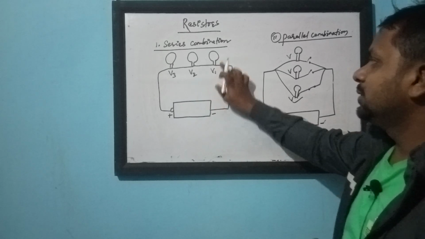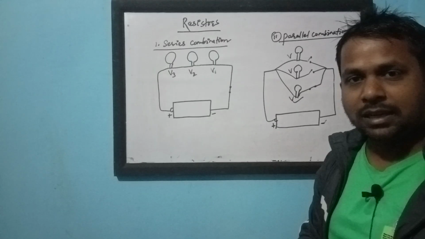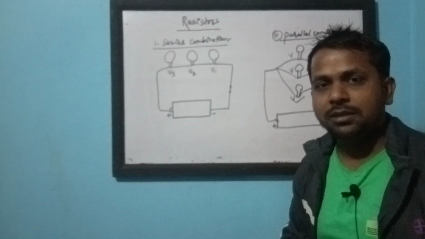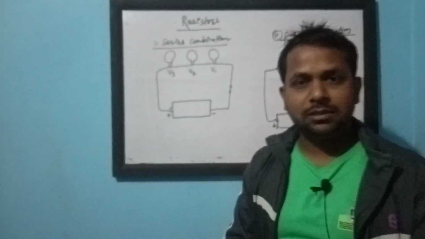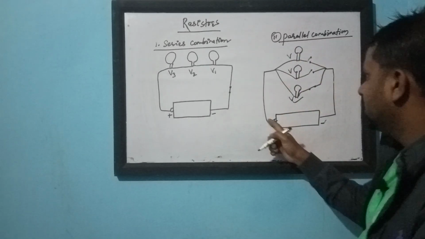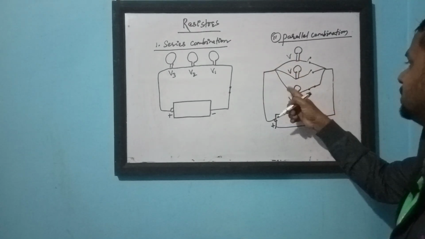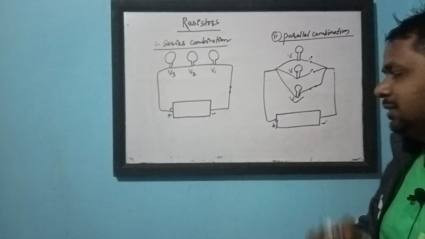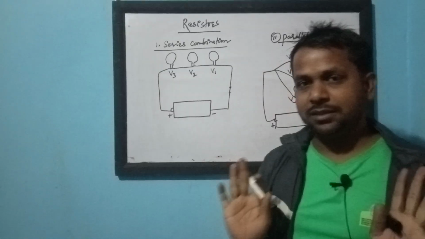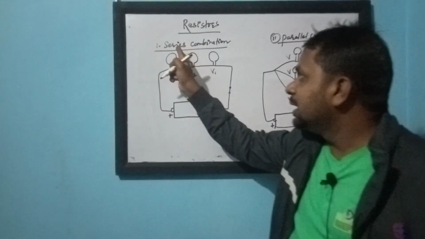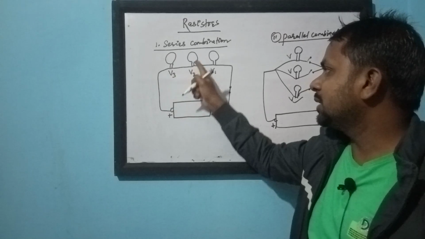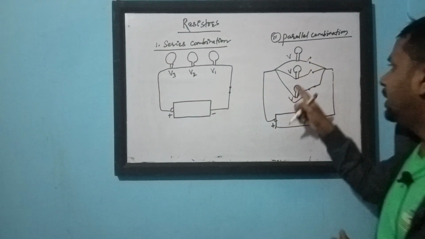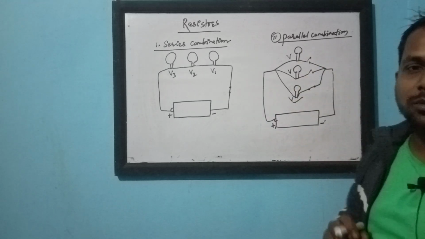But here the different instruments have different working capacity. According to their resistance, they will convert working capacity per unit charge differently. But here a similar potential difference will go through every resistor. Simply let us conclude, don't get confused here. In series combination, the potential difference across the resistors will be different, and in parallel combination, the potential difference across all the resistors will be the same.